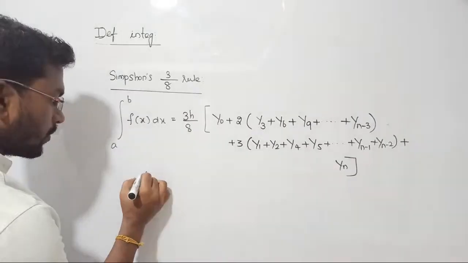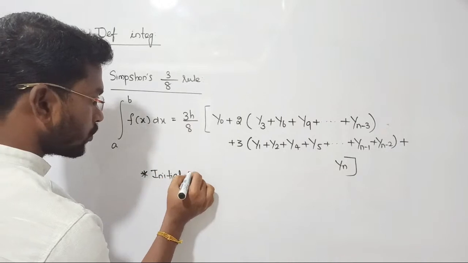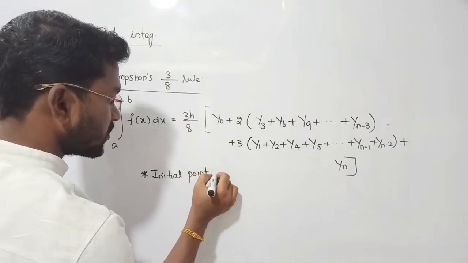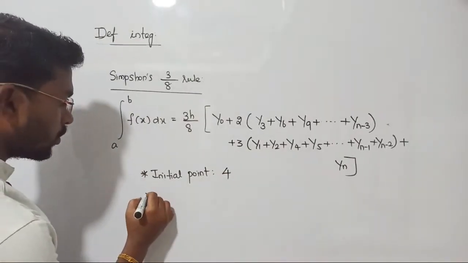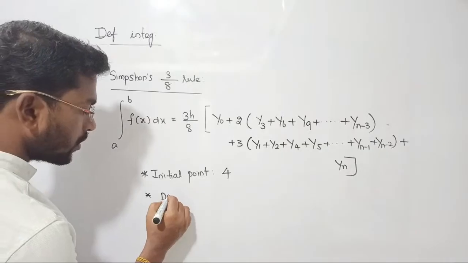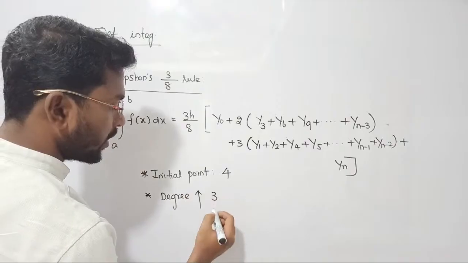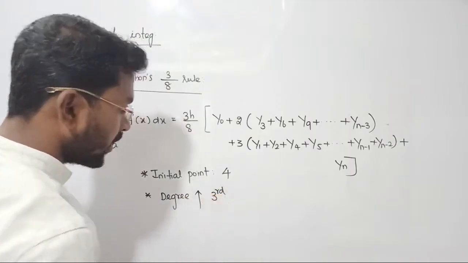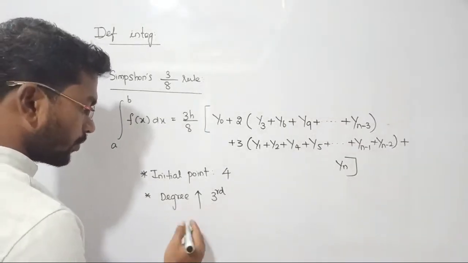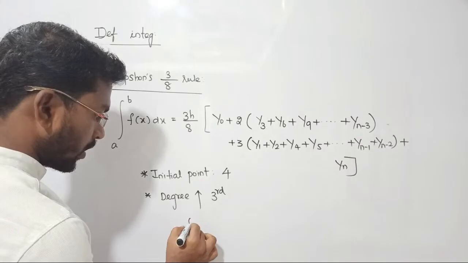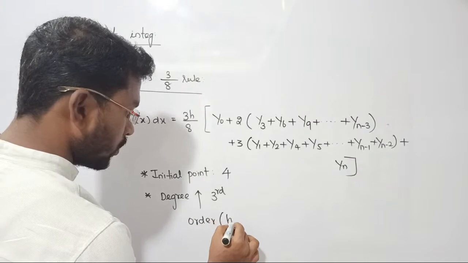And how many initial points are we going to consider? The number of initial points, totally, is 4. So in order to do the integration with the Simpson 3/8 rule, and I said, the degree can be raised up to third. So third degree will give you the exact, accurate result. And the step size or order is raised up to h power 4 only. So the order of the system can be raised up to fourth order.